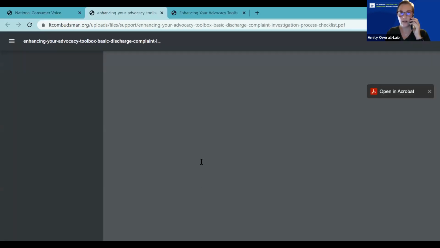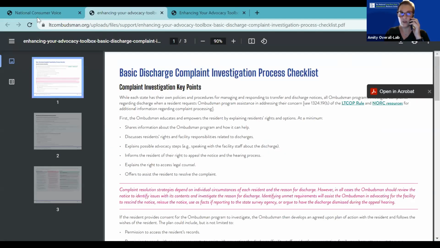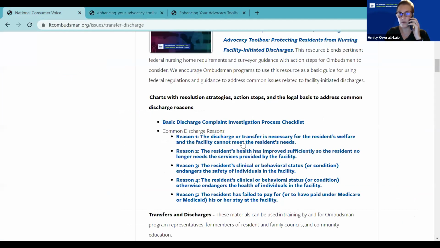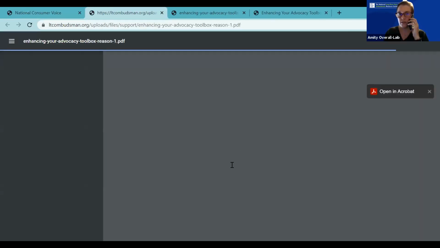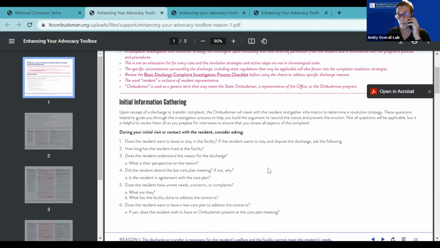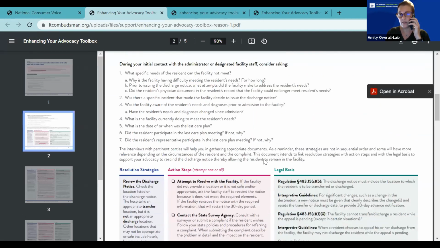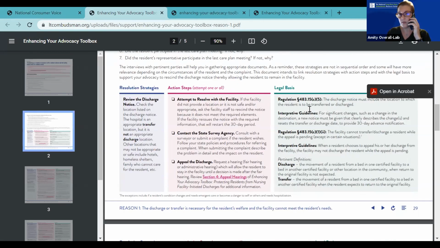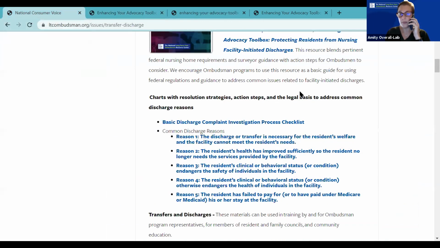So we have a basic complaint investigation process checklist, and then we have all these different charts based on the reasons for discharge, including some prompts that you should ask during your advocacy and some action steps, as well as the legal basis for those action steps. So I encourage you to look at that resource if you haven't already.